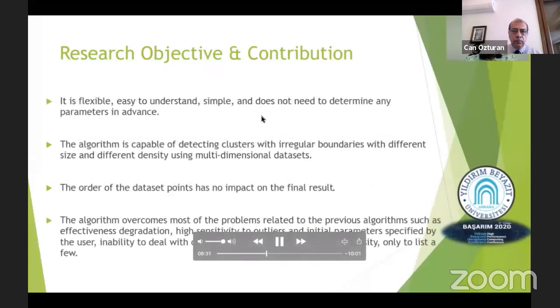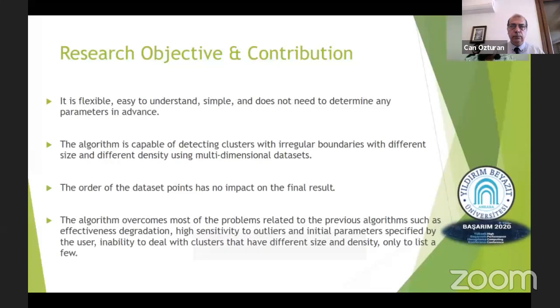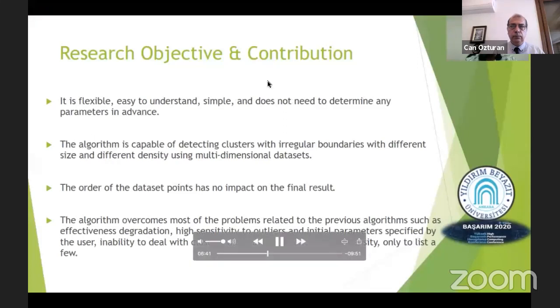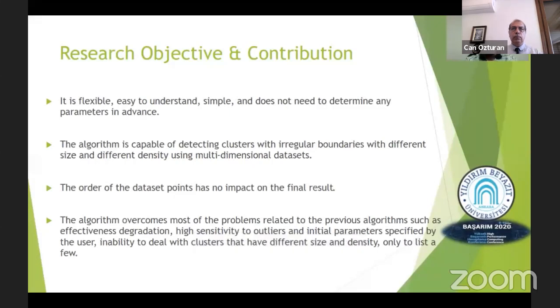It is flexible, easy to understand and simple, and it doesn't need to specify any hyperparameter in advance. The algorithm is capable of detecting clusters of irregular boundaries with different size, shape and density. The order of data points has no impact on the final result. The algorithm overcomes most of the issues related to the previous algorithms that we have talked about.